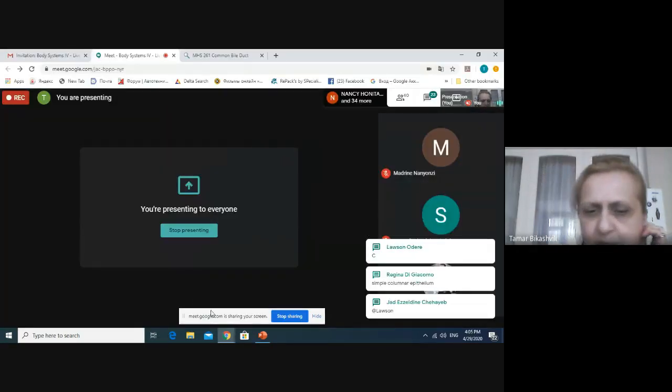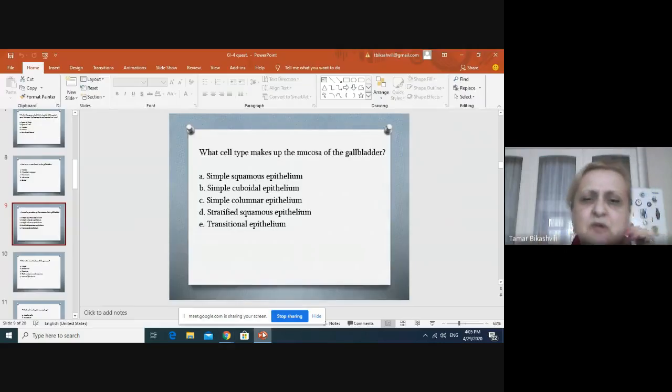C. Simple columnar epithelium. Yes, simple columnar epithelium in the gallbladder. In bile ducts, yes, also maybe simple cuboidal or simple columnar epithelium.